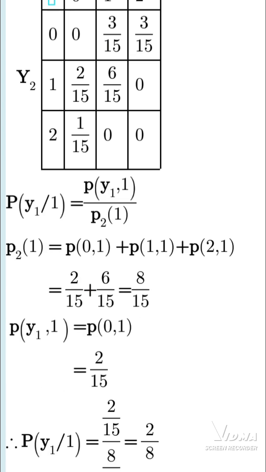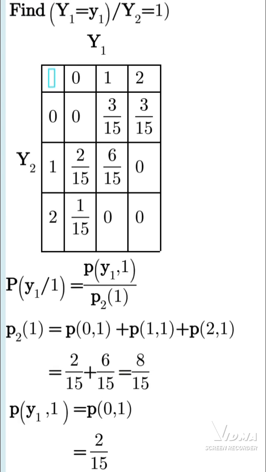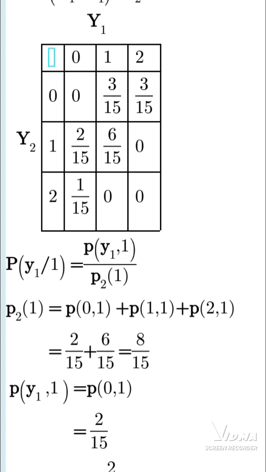Then p(y1 | 1). Now if you look at the table, the only situation where we can have a number and 1 is when we have 0, 0 and 1. That is 0 and 1. And what do we have under 0 and 1?